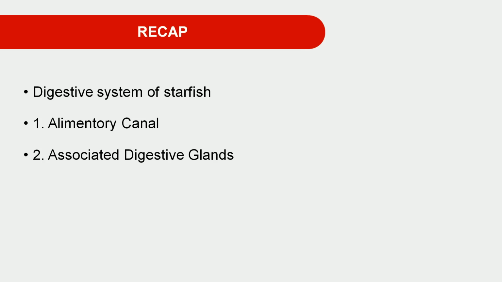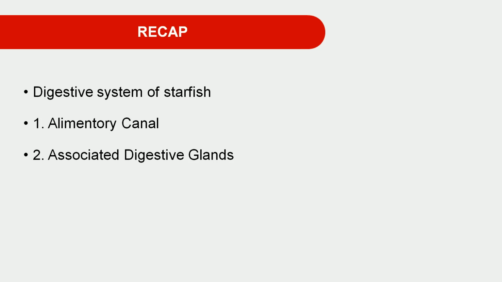Now we take a quick review of the previous section and then start today's session. In the last session we discussed the digestive system of starfish. We specifically discussed the alimentary canal of the starfish body as well as the associated digestive glands. In the alimentary canal we discussed the mouth, then esophagus, then cardiac stomach, pyloric sacs, then intestine and anus.